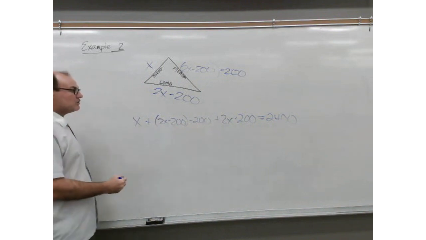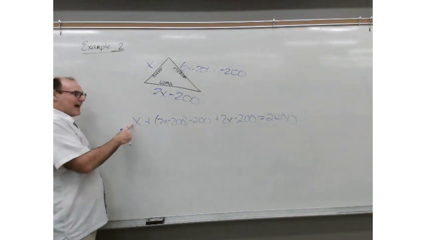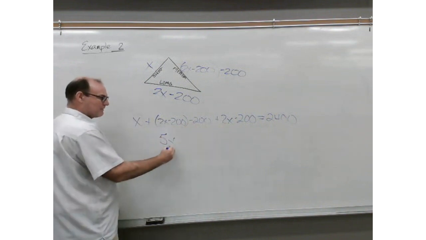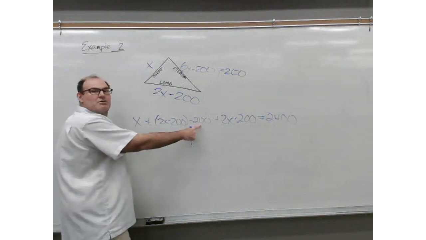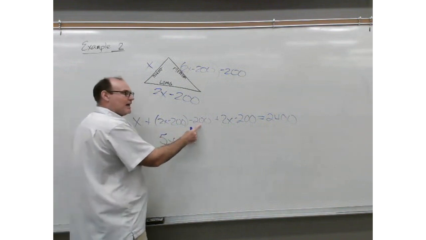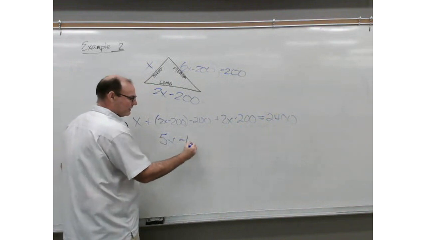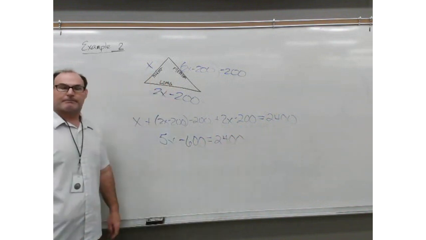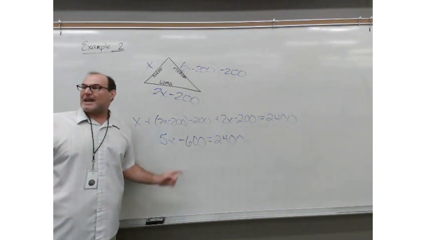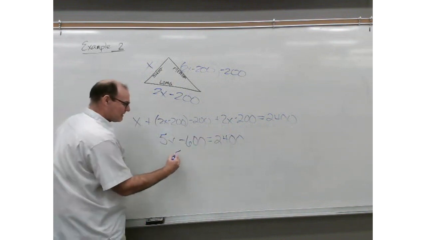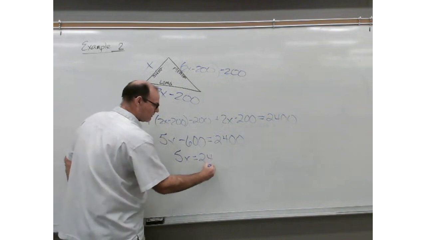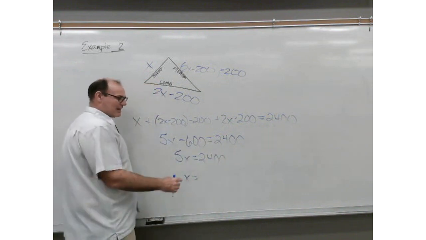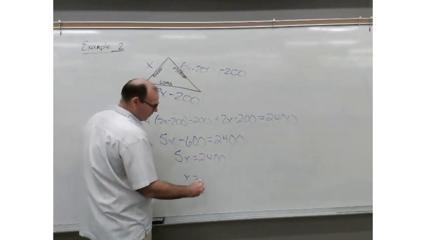First thing I'm going to do is collect those like terms. I've got x and 2x, that's 3x. Plus 2 more, that is 5x. Negative 200 and negative 200, that's negative 400, and another negative 200, negative 600. I'm going to add the 600 to both sides. Divide both sides by 5.